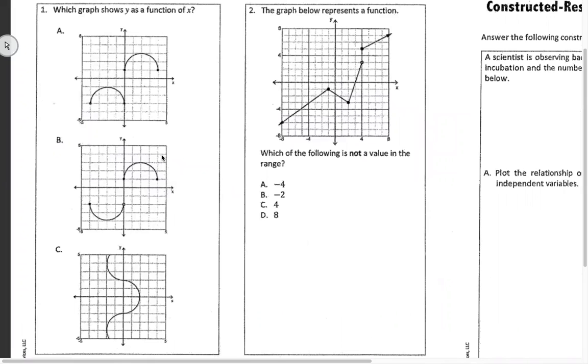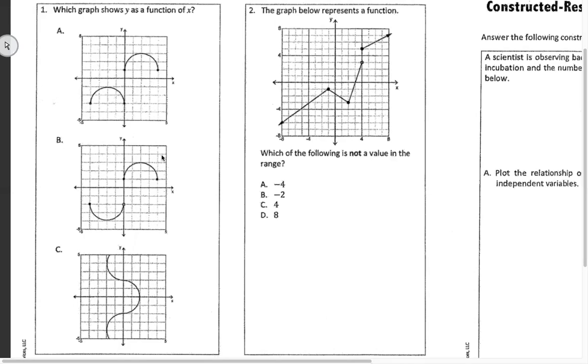All right, let's go with Sophie. You there? Yeah, I'm here. All right. Sophie, question number 1 asks, which graph shows y as a function of x? So which one of those graphs is a function? That means that the line doesn't intercept 2 points. Very good. Is it A?